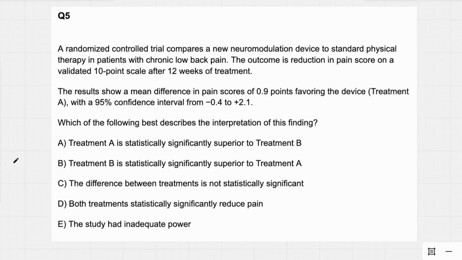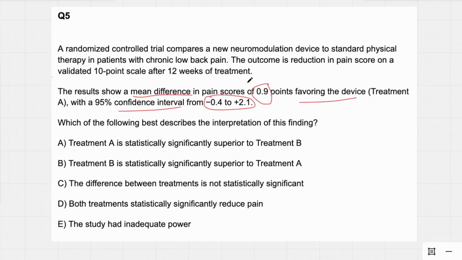All right, so this is an easy one. This is a quick one, so long as you know at least a little bit about stats, which most of us don't. That's why we went to med school. Great. So treatment A, statistically significant, at least superior to treatment B. B, statistically significant, superior, whatever. Okay, the list goes on. The point is we have our mean difference is 0.9, favoring the device. That's important. 95% confidence interval is -0.4 to +2.1.